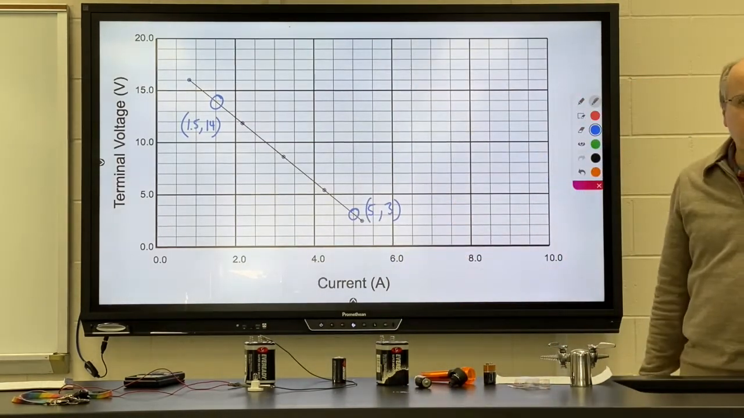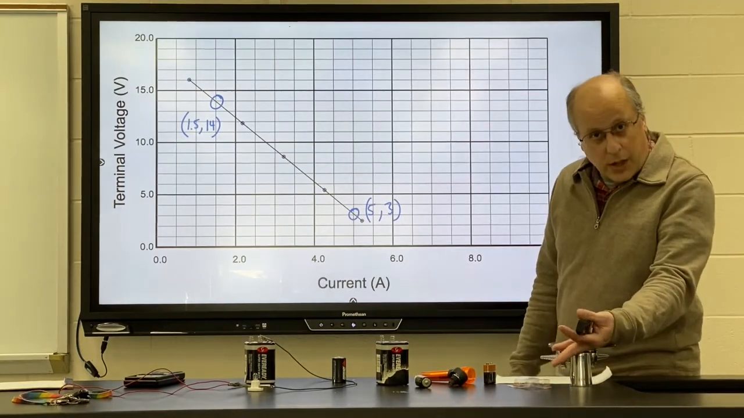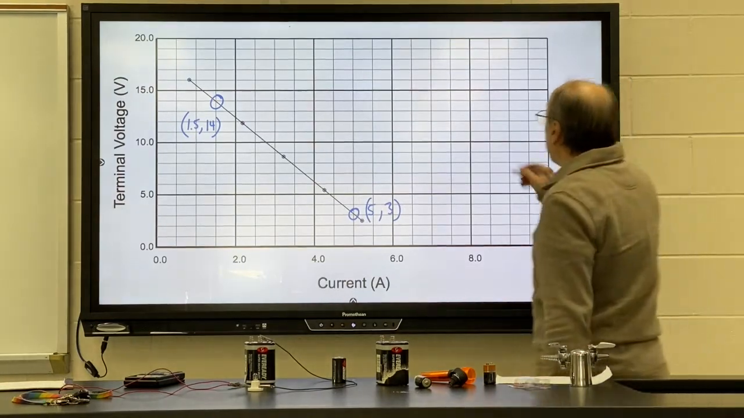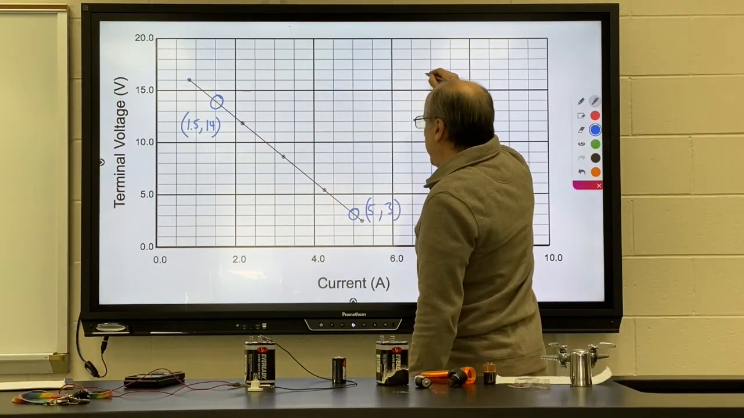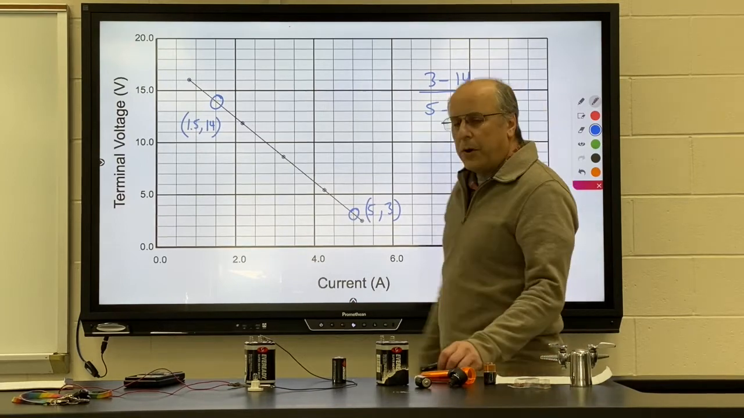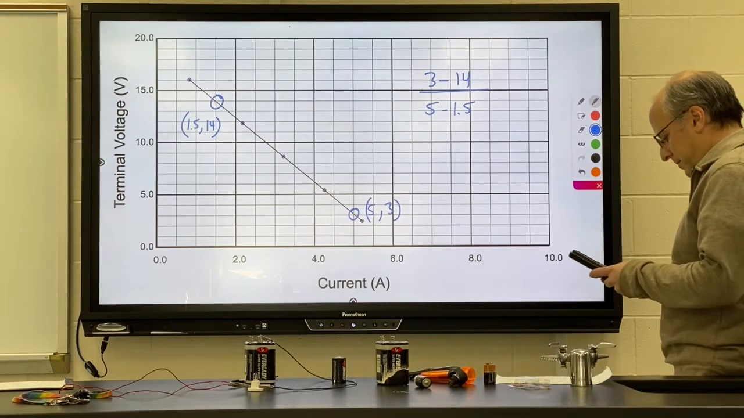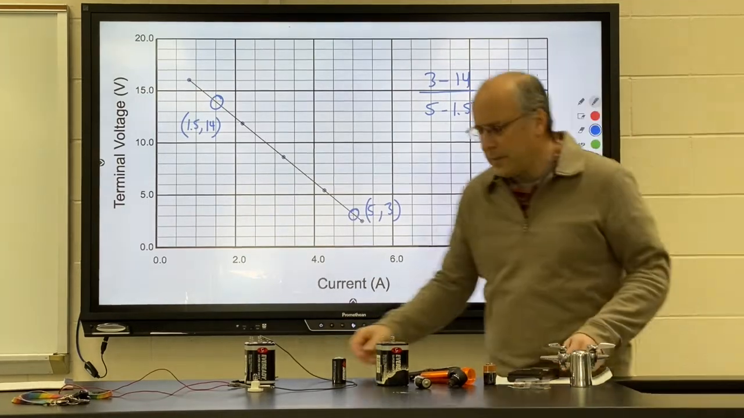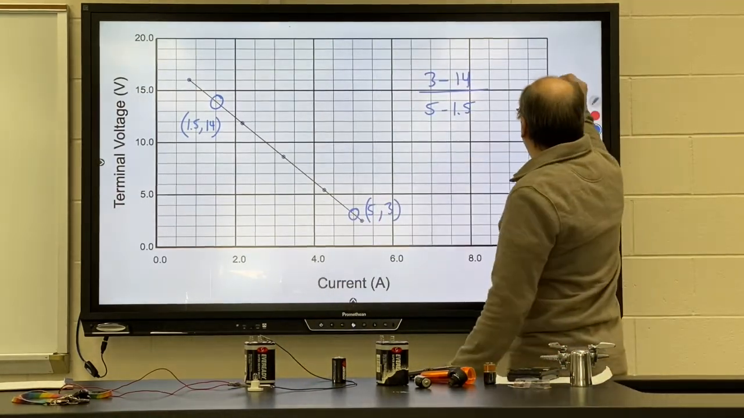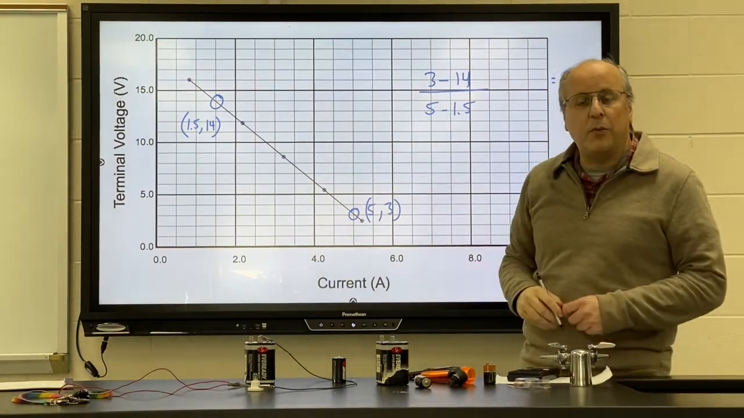Okay, so you start with 2 points. And hopefully you learn from algebra, if you have 2 points on a line, you can find slope. So do that first. We have 3 minus 14 and 5 minus 1.5. So pause the video and find your slope. When I did this, I got negative pi. Not quite pi, but negative 3.14.